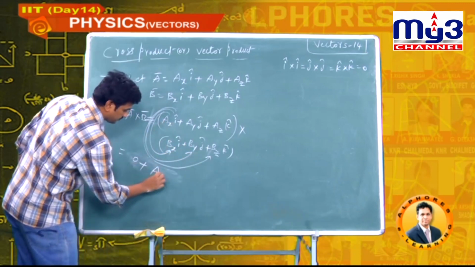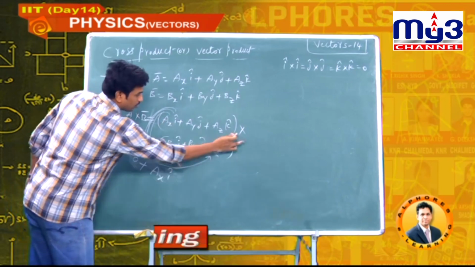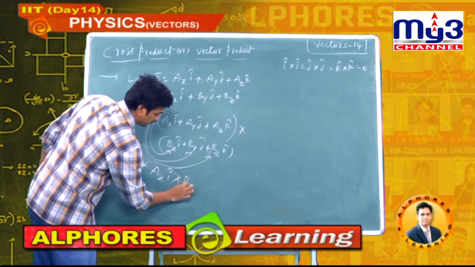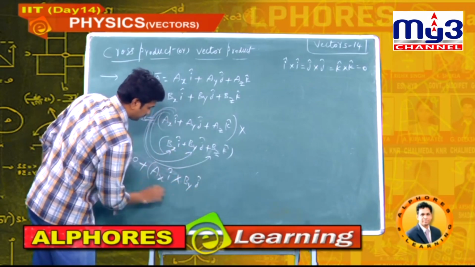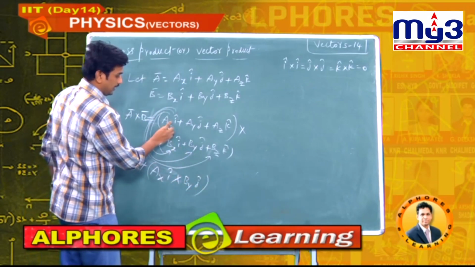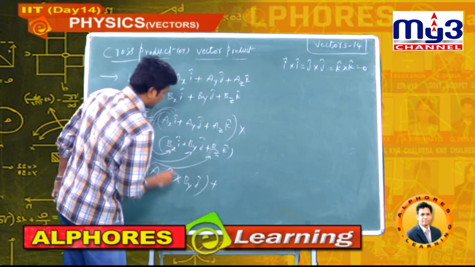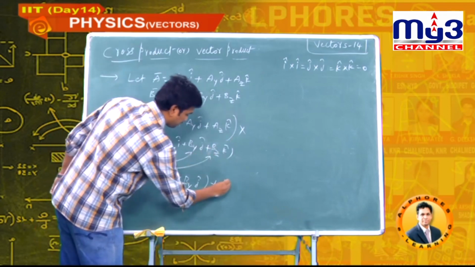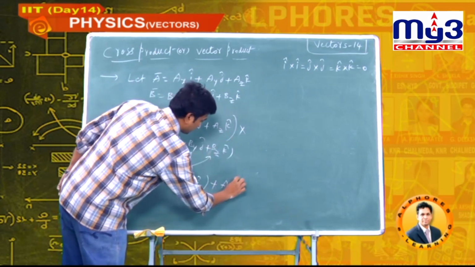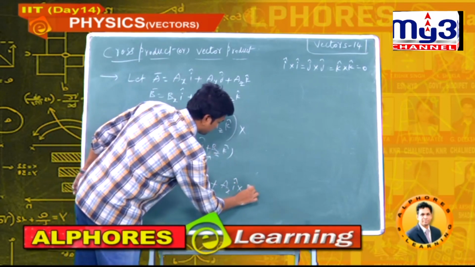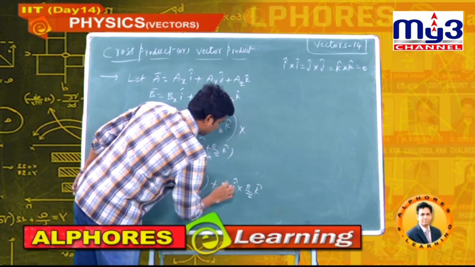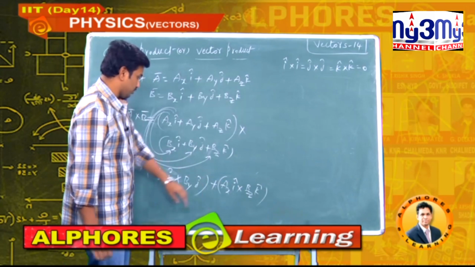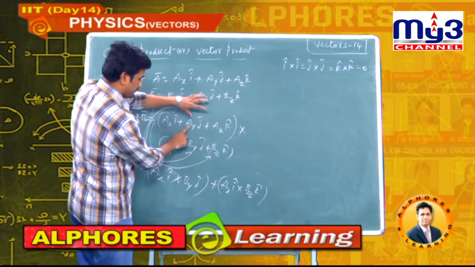AX i cap crossed with BY j cap. Next one, AX i cap crossed with BZ k cap. Now, two terms gone. First term gone. Now, second term.